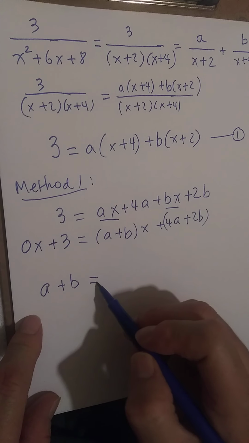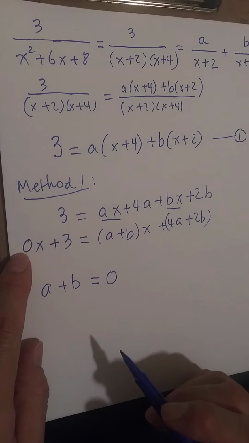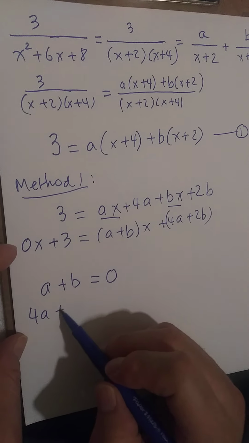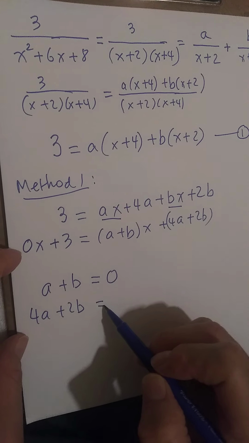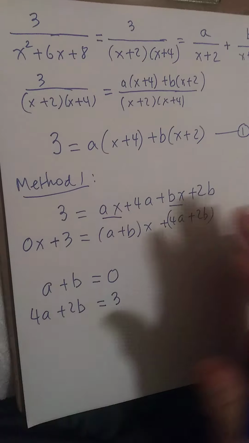The coefficient of x on the left side is 0. So a plus b must equal 0. The constant coefficient on the right side is 4a plus 2b. And then the constant coefficient on the left side is 3. So we match these coefficients.